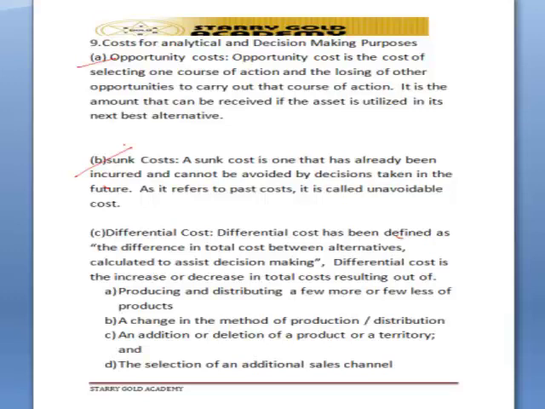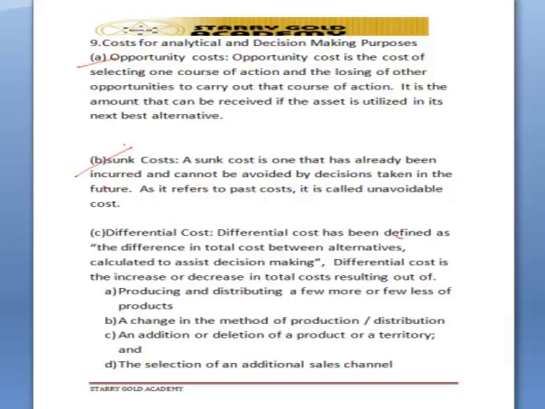We also have what we call the sunk cost. A sunk cost is one that has already been incurred and cannot be avoided by the decision taken in the future. So as it is referred to as a past cost, it is called an unavoidable cost.